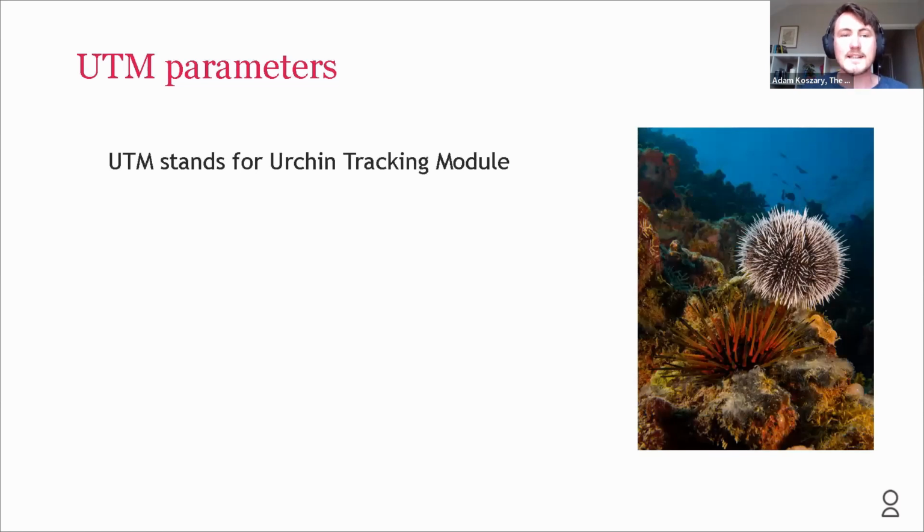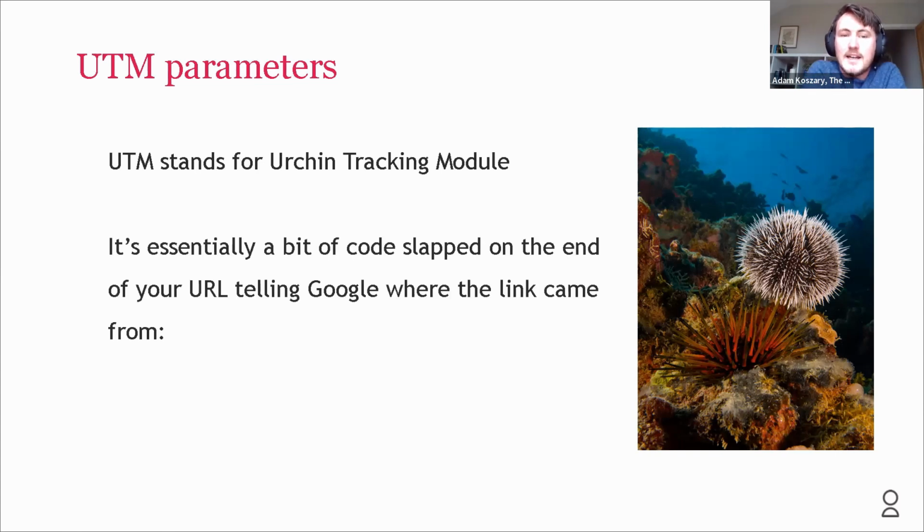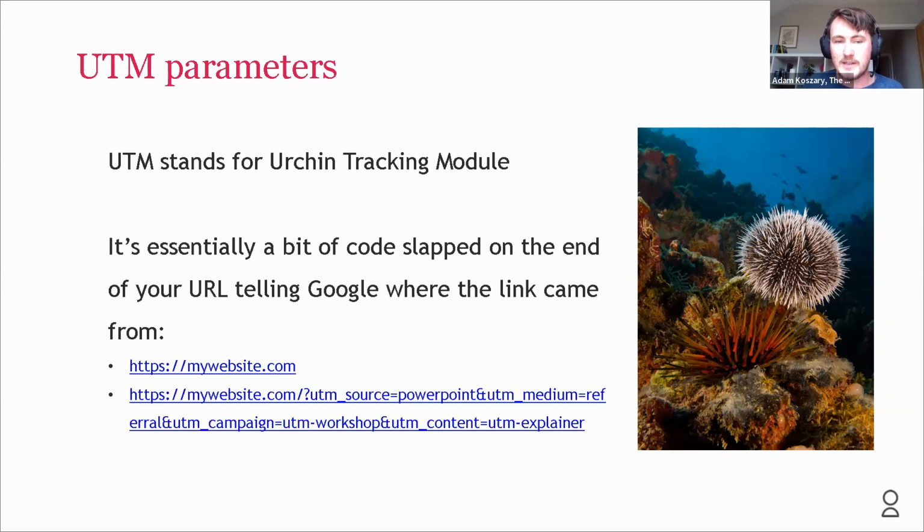And the way we track these links is using something called UTM parameters. Now, UTM stands for Urchin Tracking Module. I think it's called Urchin because Google bought out a company called Urchin something, and they're the ones who made it up. And Google bought it and nicked it, and now it's kind of like the industry standard. It's essentially just a bit of code slapped on the end of your URL. So if you were pointing to your website, one way is obviously just slapping the link in there. What a UTM parameter at the end of that looks like is something like this.